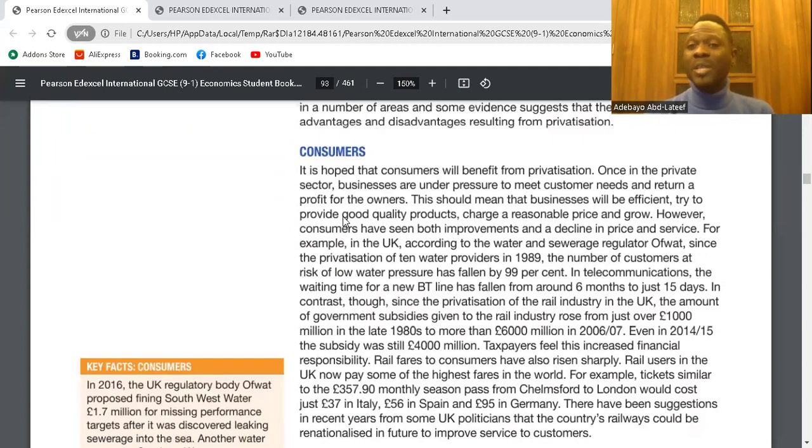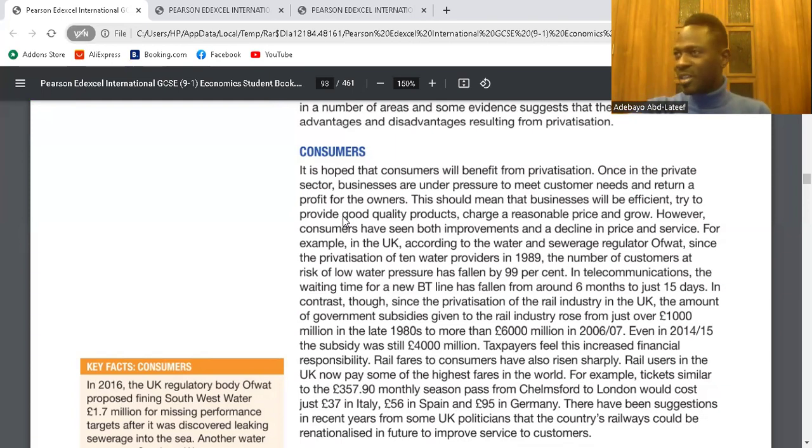It is hoped that consumers will benefit from privatization. Once in the private sector, businesses are under pressure to meet customer needs and return the profit for the owners. This should mean that the business will be efficient, try to provide good quality products, charge a reasonable price, and grow. However, consumers have seen both improvements and a decline in price and services. So I'm not going to go through the examples here. I'm just going to stop at the point where we have to talk about the advantages and disadvantages.